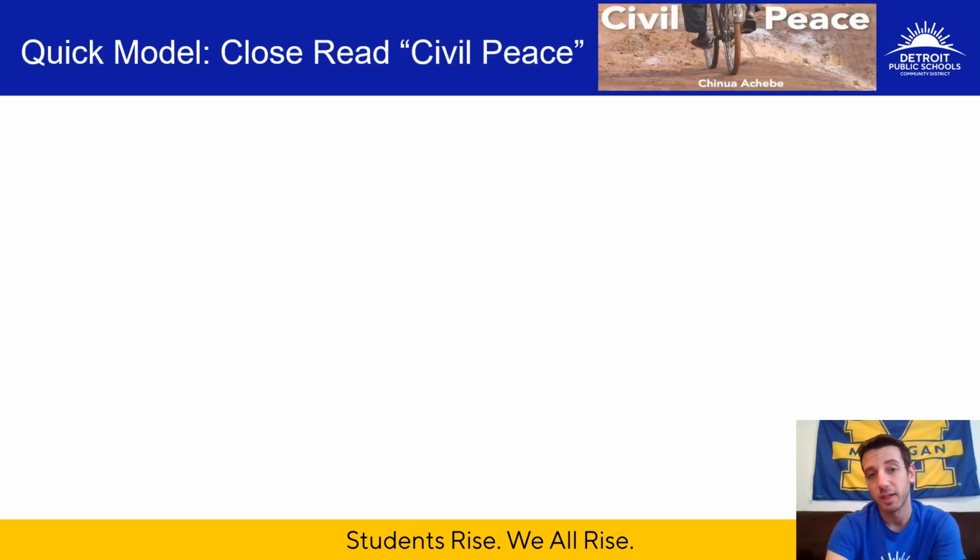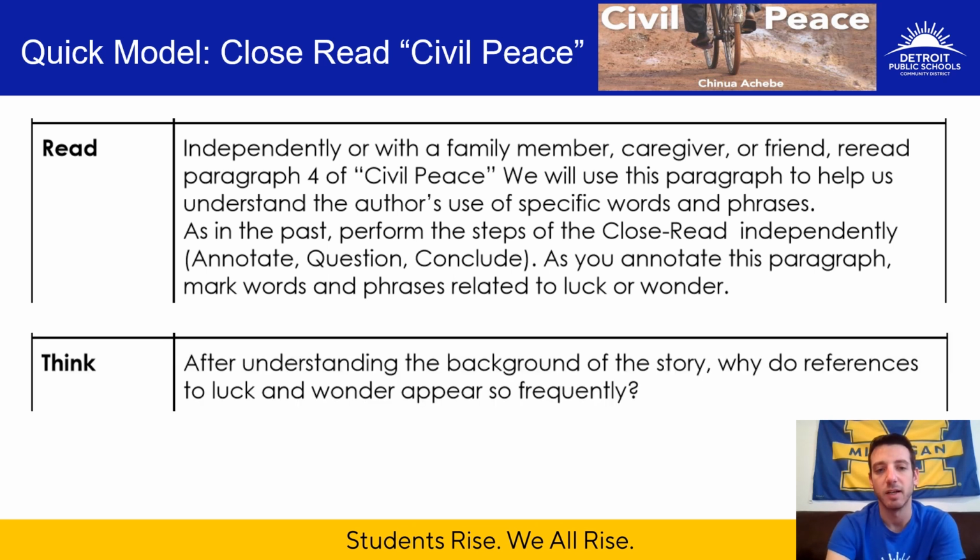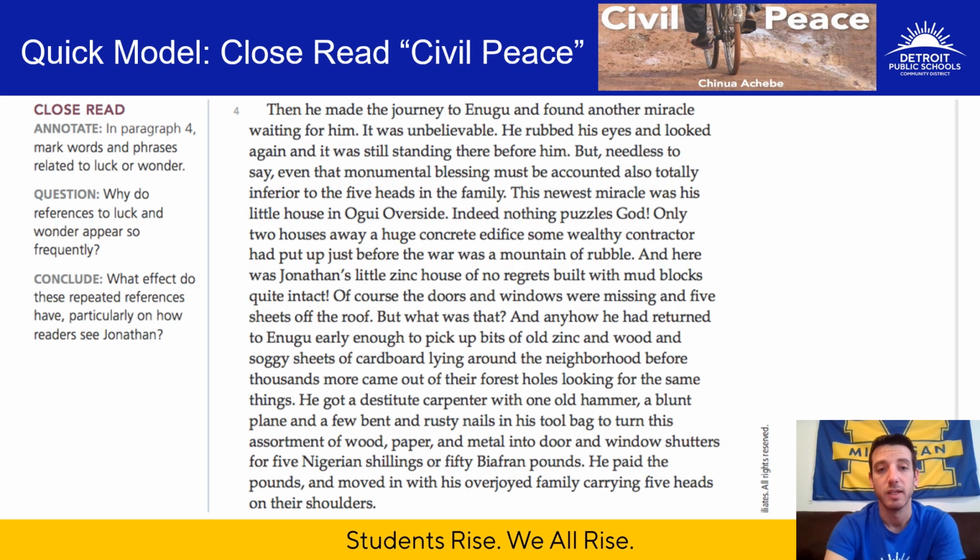So the quick model for today is going to be around the close read for Civil Peace. And if you go back to the read section, you can remind yourself that we're actually just looking at paragraph 4 today of Civil Peace. And after you're done engaging in the close read of paragraph 4, you're going to think about why do references to luck and wonder appear so frequently. So once you go to paragraph 4, you'll see in the margins the close read process is listed there.